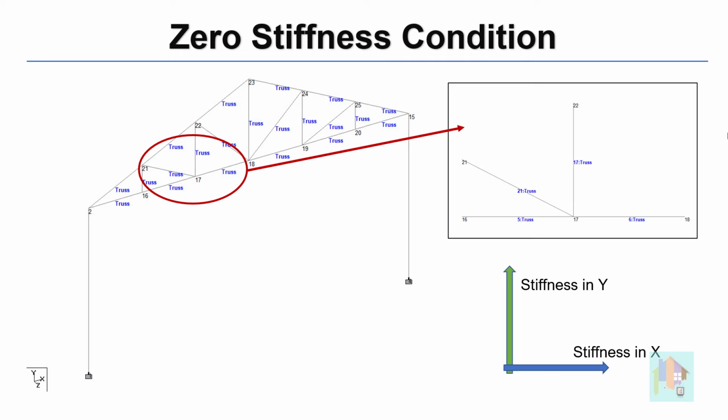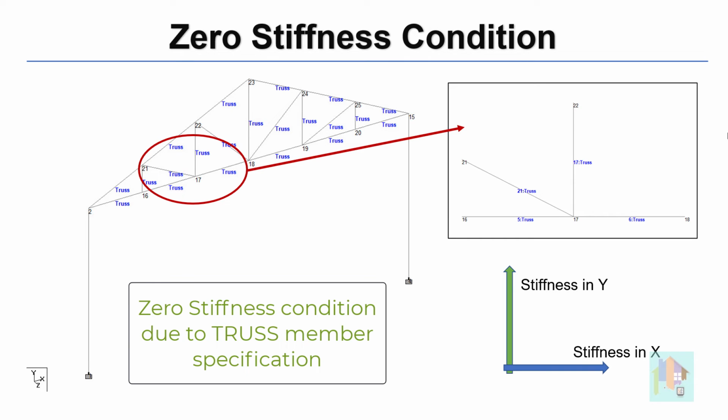If any of these members is a non-truss member, then this condition does not occur, as that member contributes stiffness in all 6 directions. So for this model, the reason for the warning is the member truss specification. All the members connected at a node are declared as truss members.